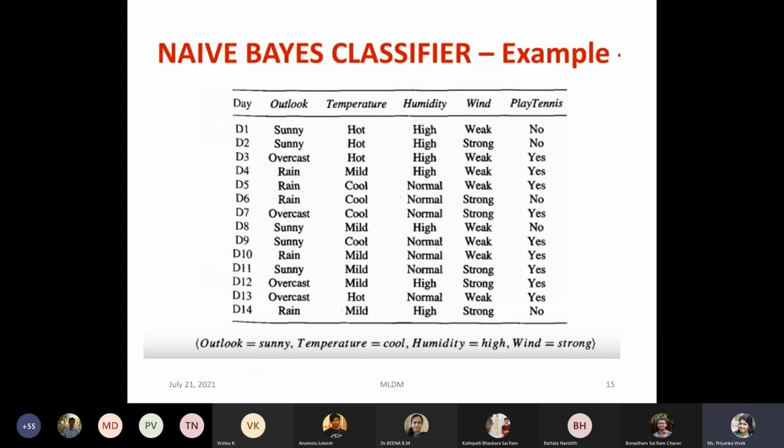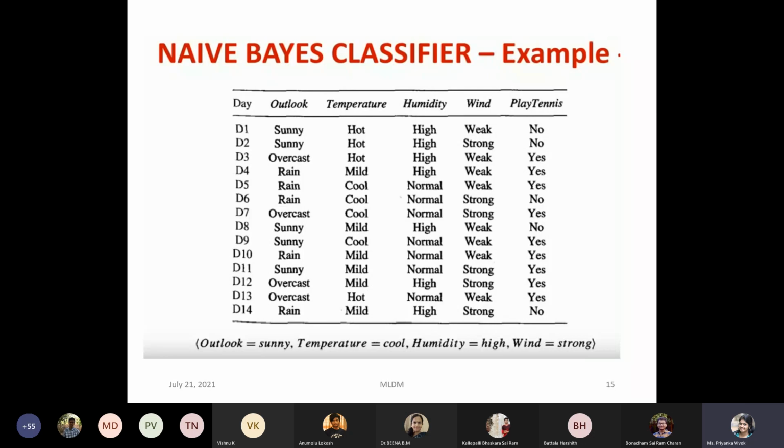Okay, so let us just see an example. Usually if you see machine learning books or lectures, this is a typical initial problem which was discussed. Outlook has different categories. D1, D2 are just days, it is not an attribute. Outlook has different values like sunny, overcast, rain, and they're all categoric. Temperature can be hot, mild, or cool.